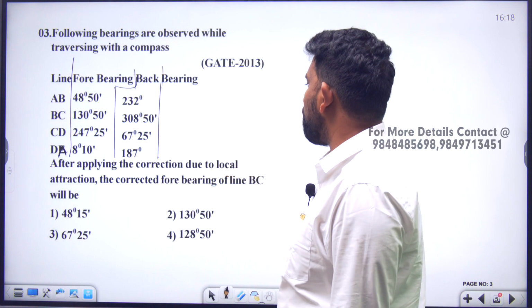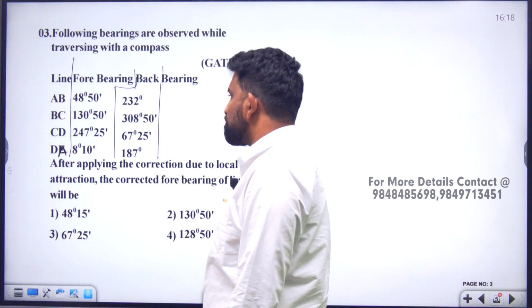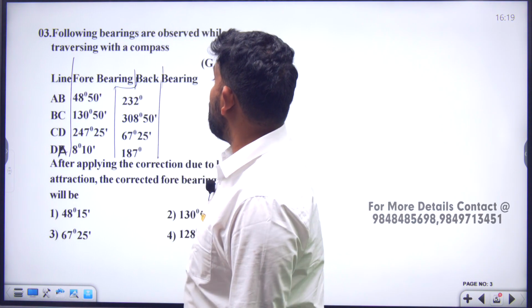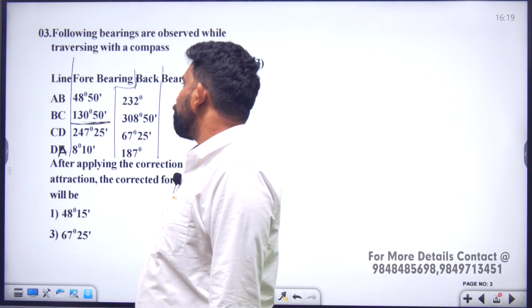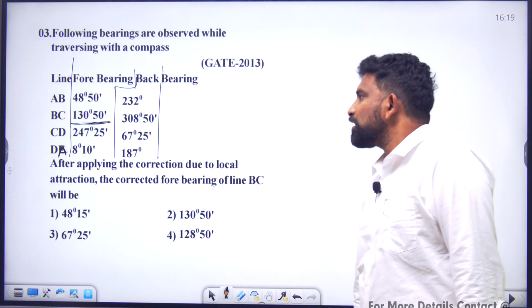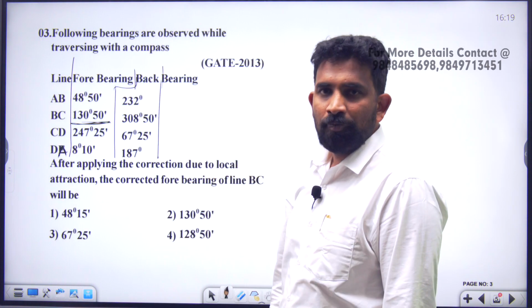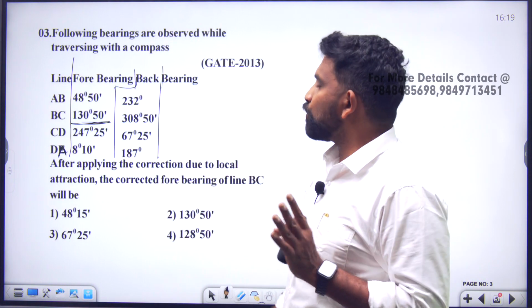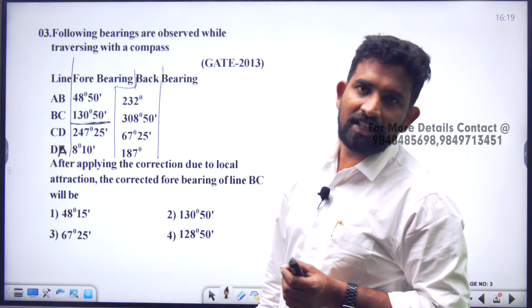Now the question is, after applying the correction due to the local attraction, the corrected fore bearing of the line BC will be dash. Here he is asking about the corrected fore bearing of BC. Fine, how? Let us see. To solve such a question, generally it may take some time, because here many stations are there. Four stations are there, so we have to apply the correction for each and every station. Now, how we need to apply the corrections, that is the question.